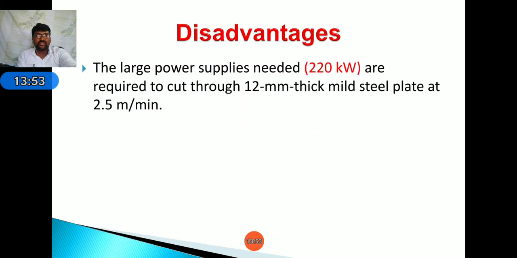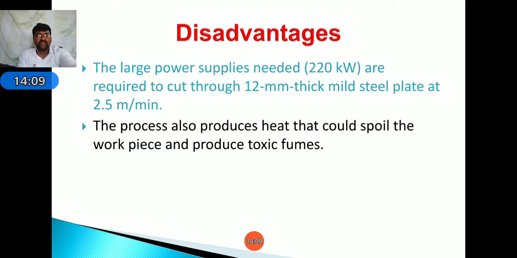Next, coming to disadvantages. Large power supplies of 220 kilowatts are required to cut 12 thick mild steel plate at 25 meters per minute. It requires more power. It is one of the disadvantages. Next, this process also produces heat that could spoil the workpiece and produce toxic fumes. Here, a greater amount of heat is produced on the workpiece. Okay, that is about the plasma arc machining process.